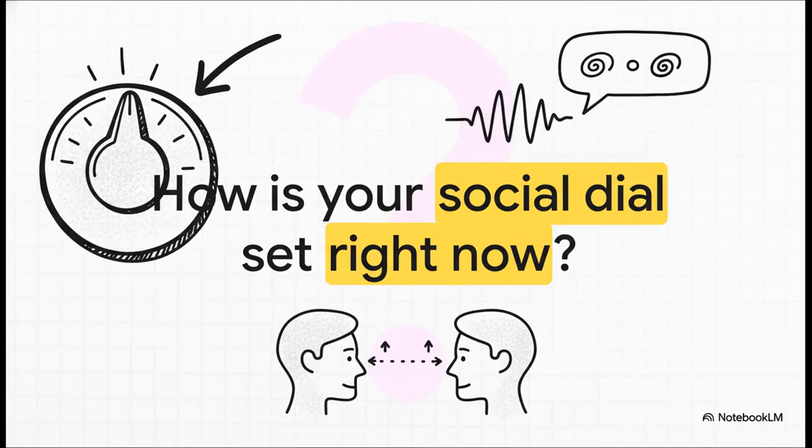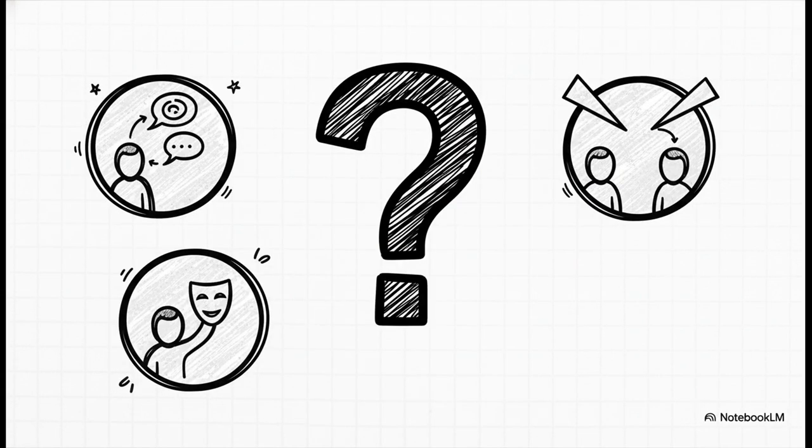The big takeaway here is that this stuff isn't random at all. We're making these tiny, constant choices with our voice that send out huge social signals. So next time you're in a conversation, just listen for a second. Ask yourself, where's my social dial set right now? Are you tuning in, tuning out? Or are you maybe playing a part? Because once you start listening for it, trust me, you'll start hearing it absolutely everywhere.